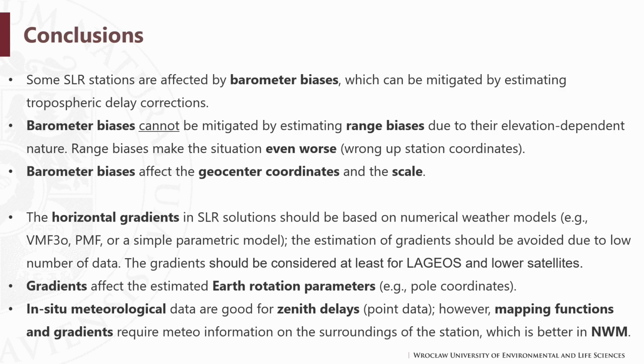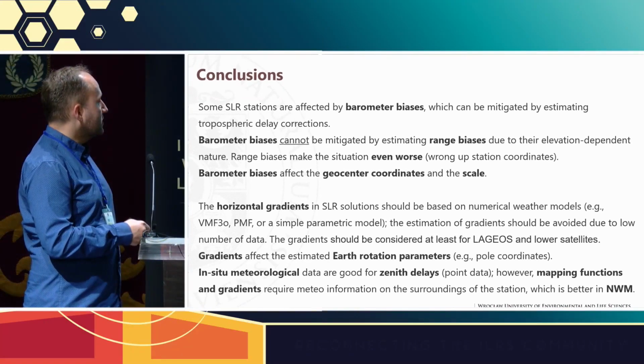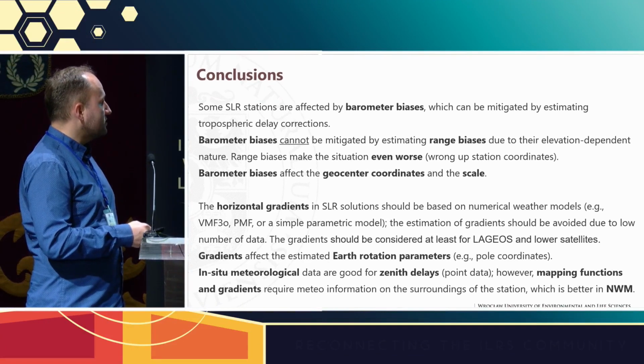Horizontal gradients in SLR solutions should be based on numerical weather models. So we currently have the Vienna mapping function, the Potsdam mapping function, or we can even use a simple parametric model. We can distribute the Fortran code and the parameters for this model. The estimation of gradients should be avoided in SLR due to the low number of data. The gradients should be considered at least for LAGEOS and lower satellites.